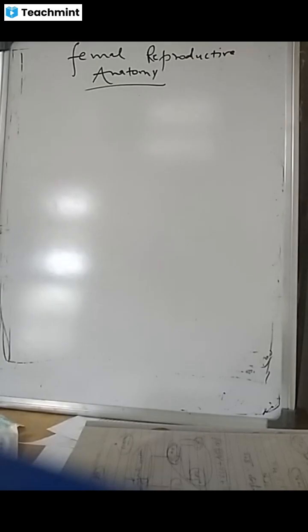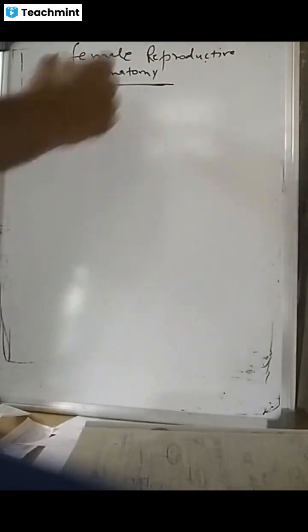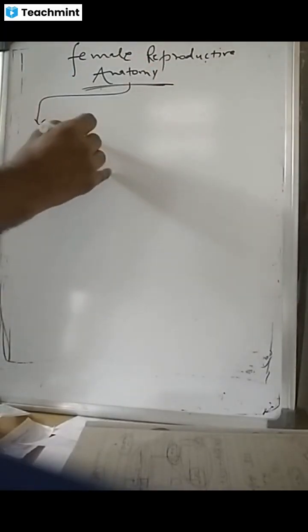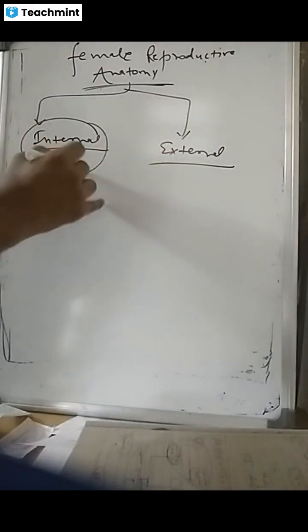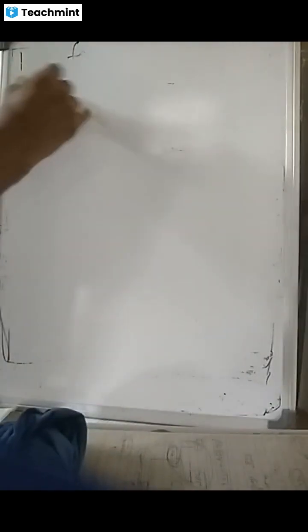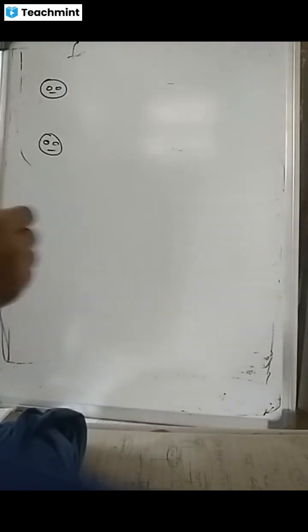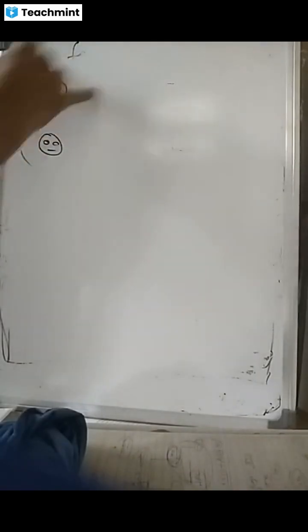So the topic today is reproductive anatomy. This anatomy is divided into two: one is internal anatomy and the other is external. In this lecture, reproductive anatomy, internal, the female reproductive tract. These structures are like this.